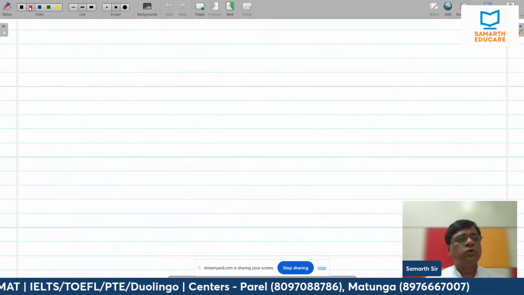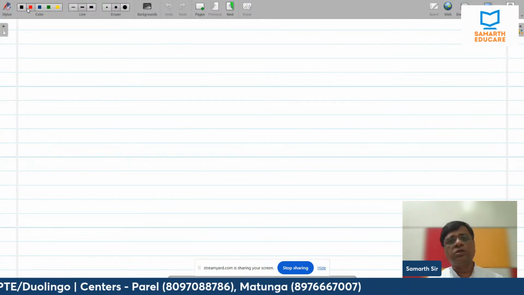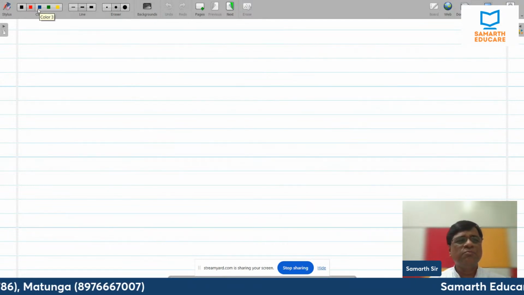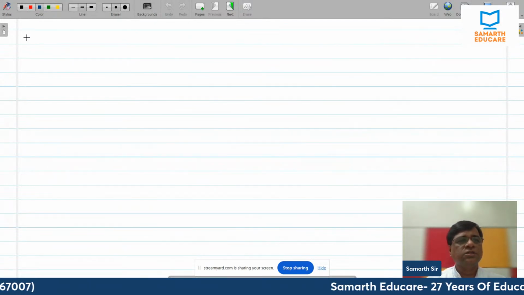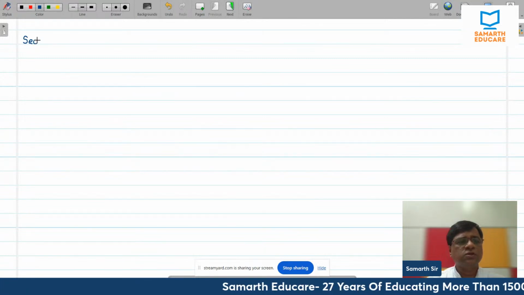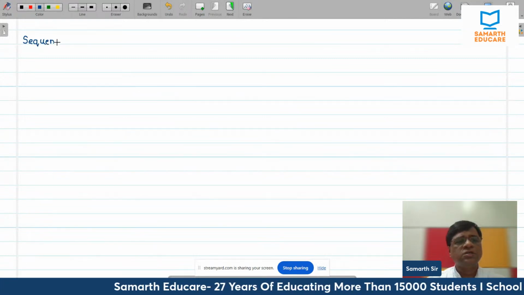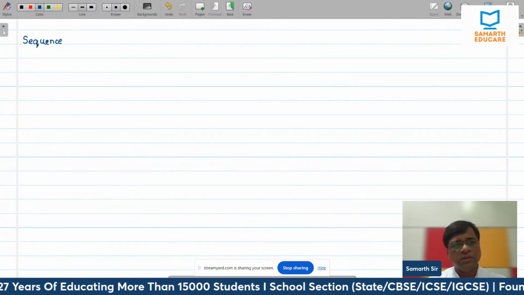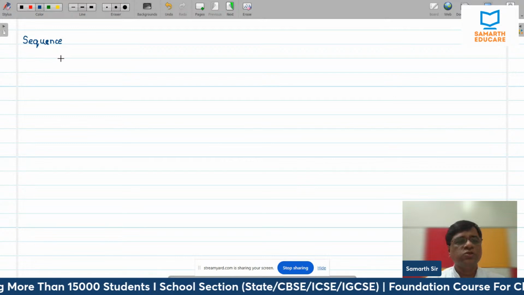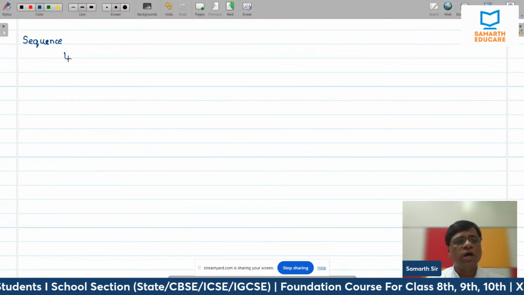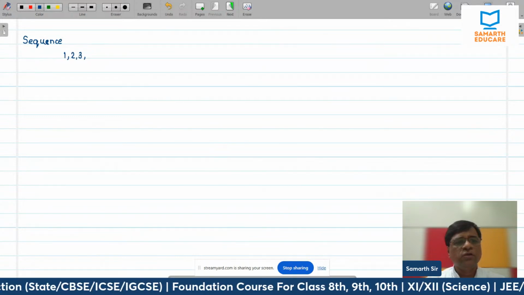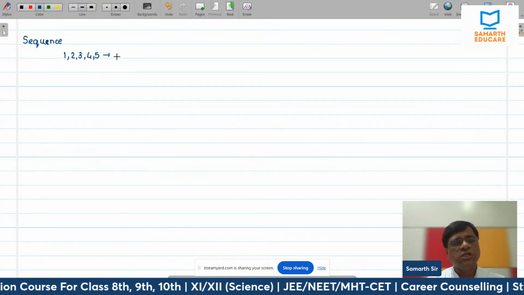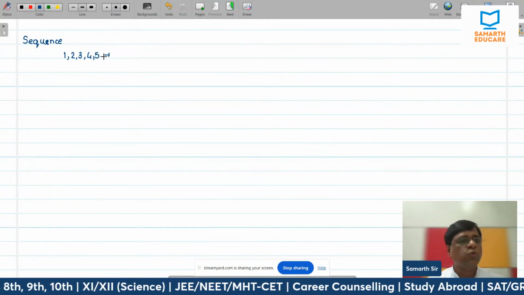Okay, so basically this chapter belongs to a part which is called sequence. First, let's understand a very simple thing today. What is a sequence? When the numbers are arranged in a specific pattern, then it is called a sequence. For example, if I write down 1, 2, 3, 4, it has some pattern which is to be followed here. If you see, the difference between the numbers is always 1.